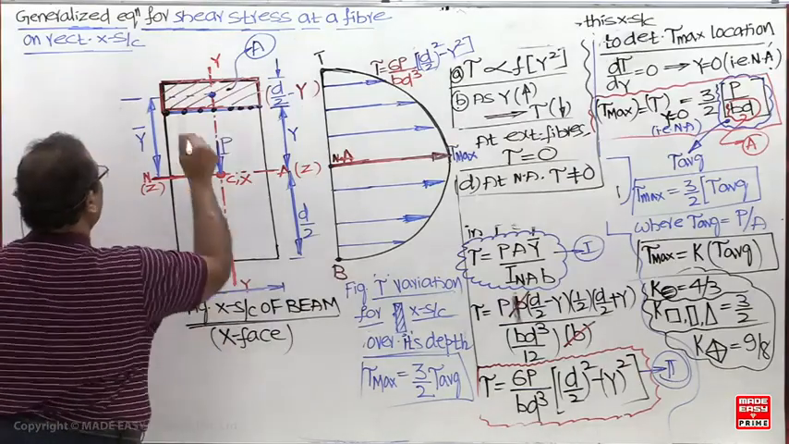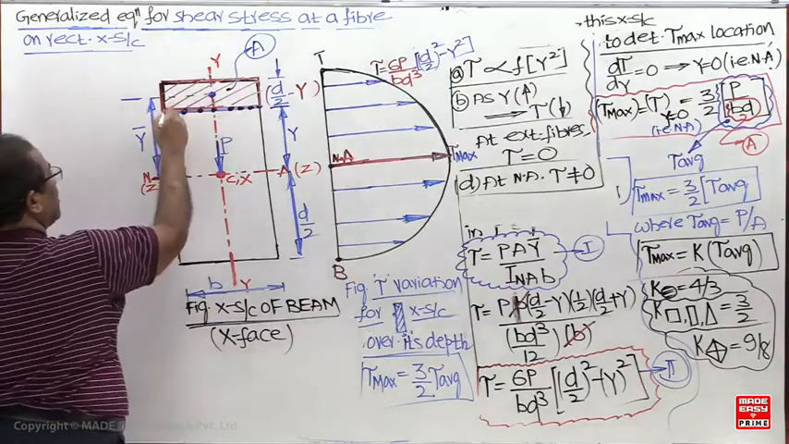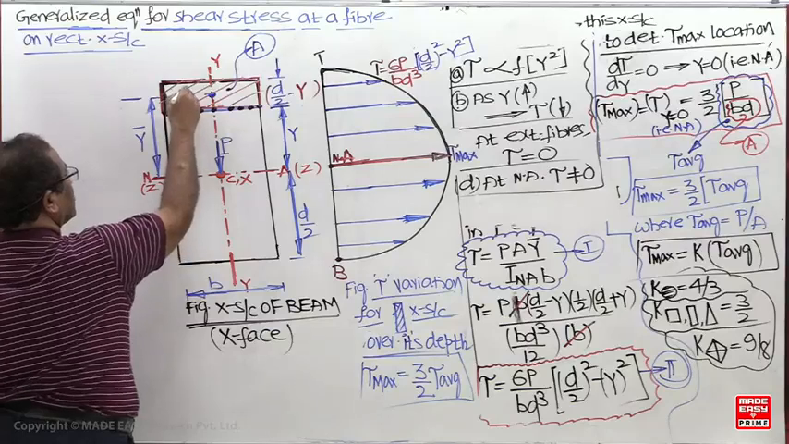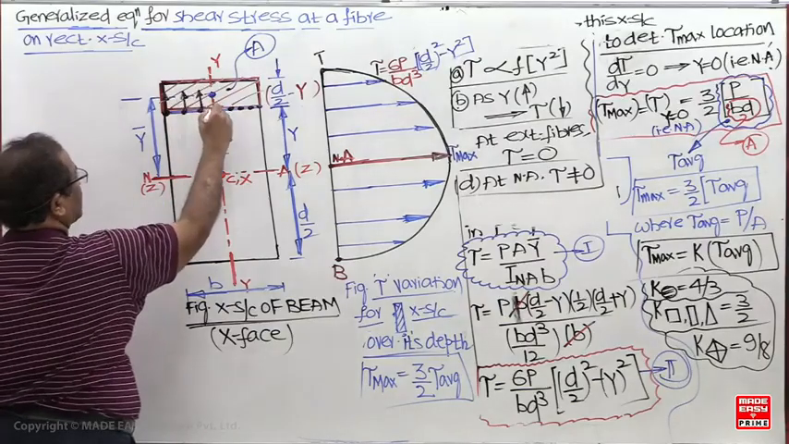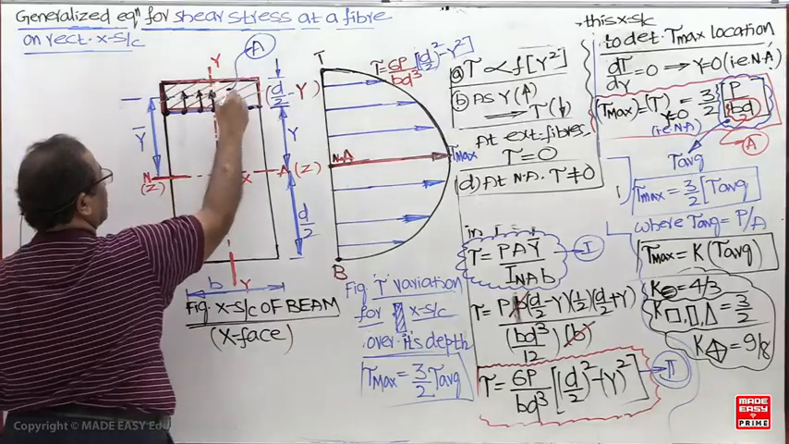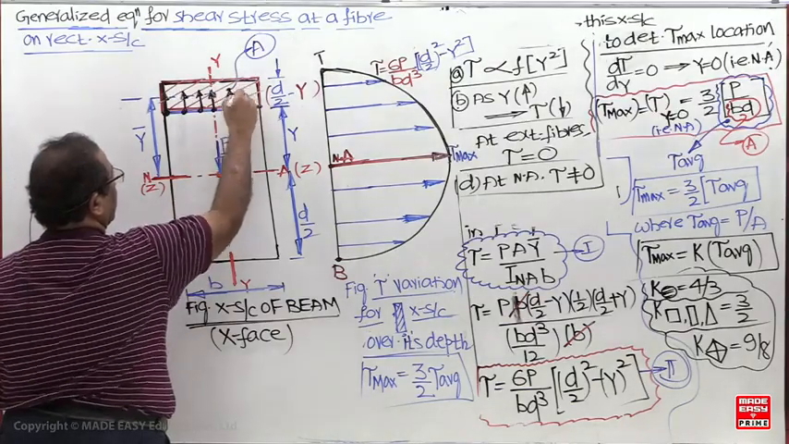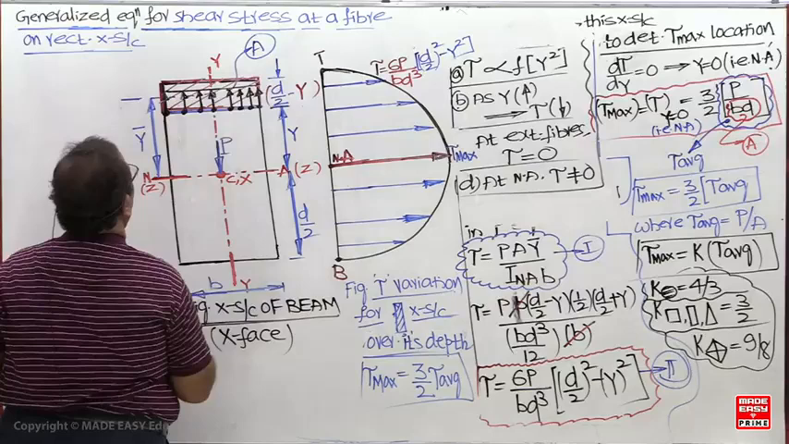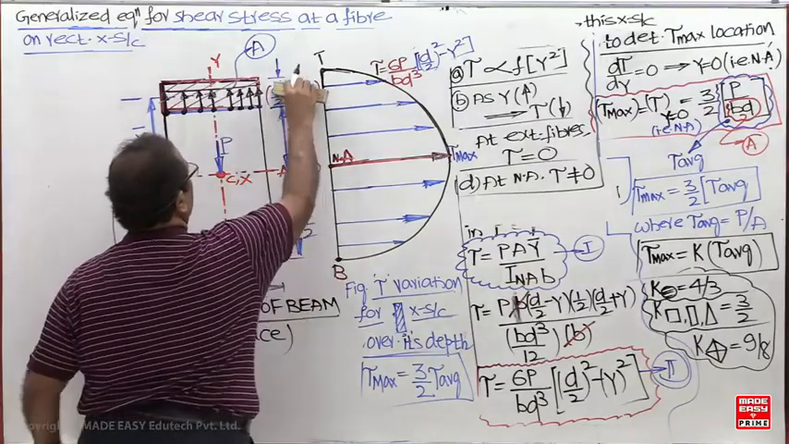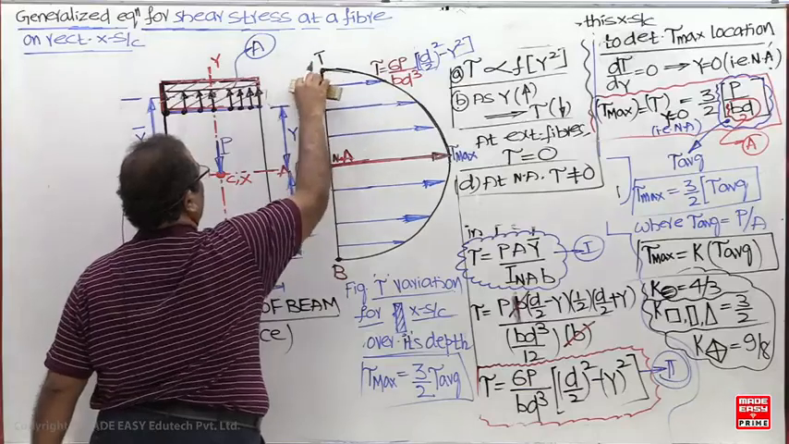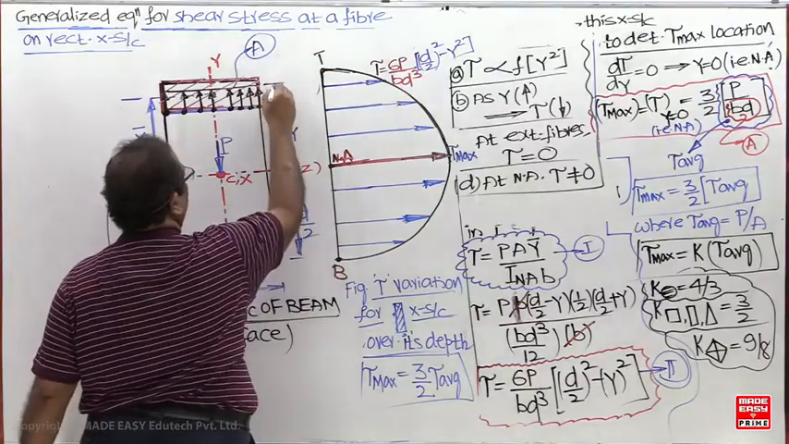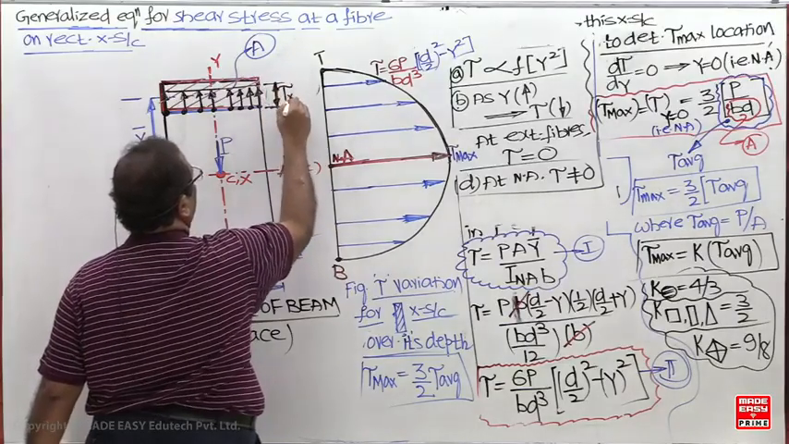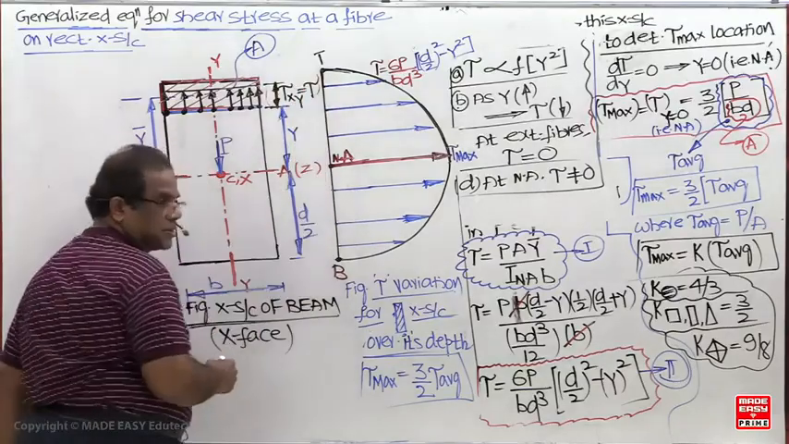So how will this be? Upward direction, because shear force is downward. So this will become a tau xy. Parallel to which face? X face, Y direction. So this will become as what now? Tau.